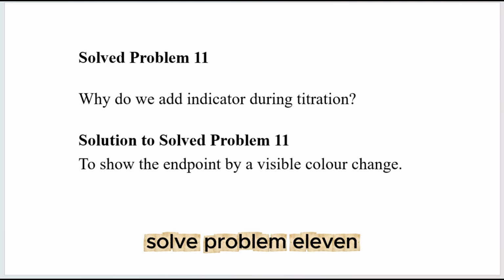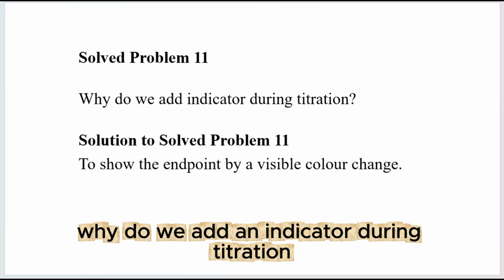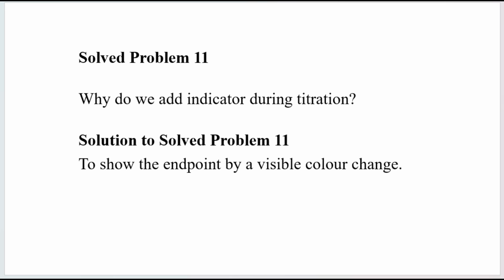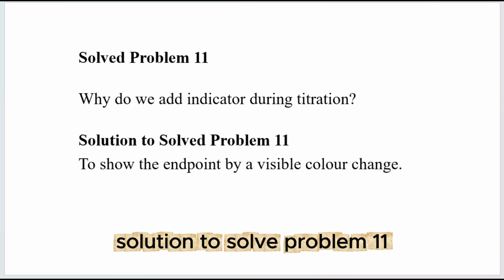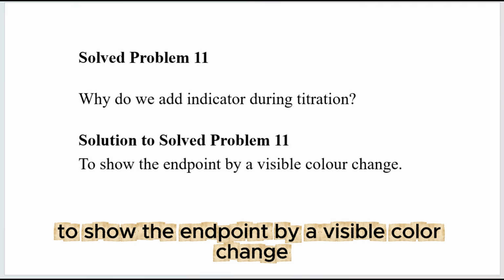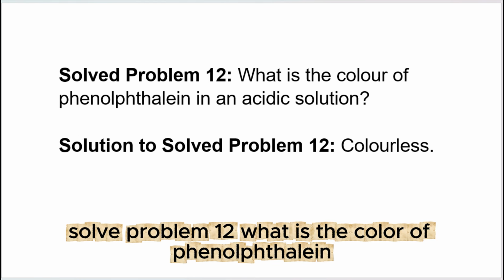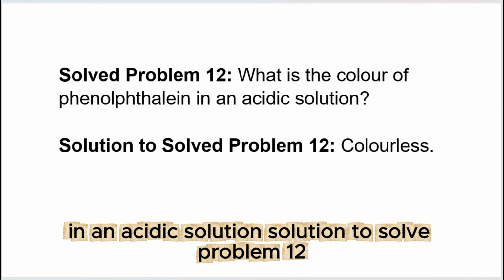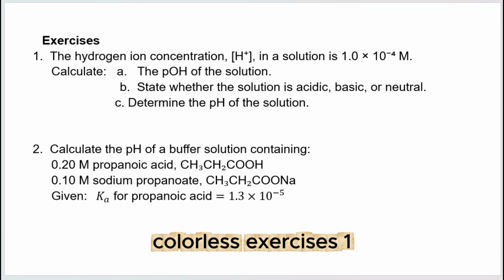Solve problem 11. Why do we add an indicator during titration? Solution to solve problem 11. To show the endpoint by a visible color change. Solve problem 12. What is the color of phenolphthalein in an acidic solution? Solution to solve problem 12, colorless.